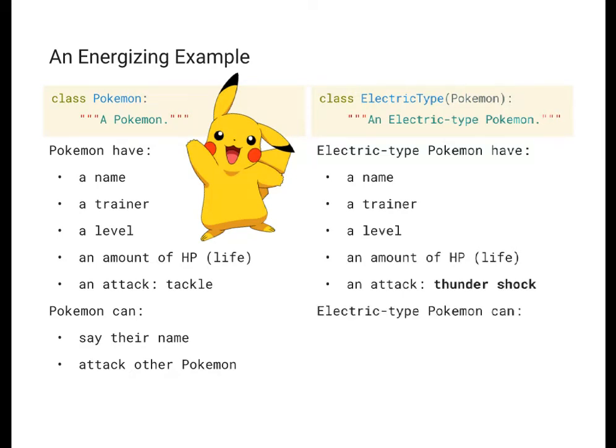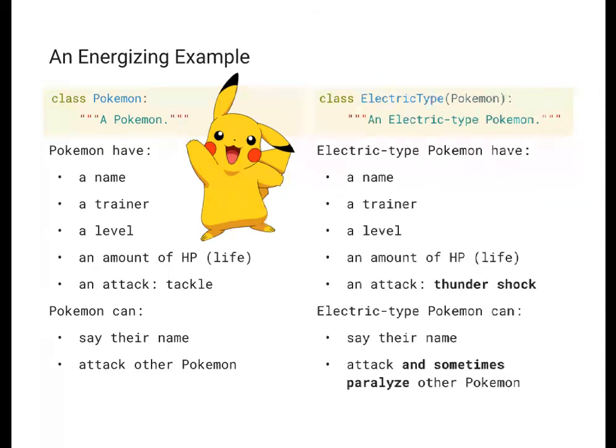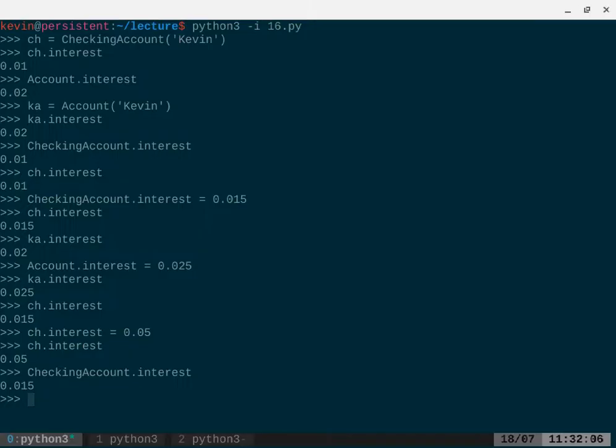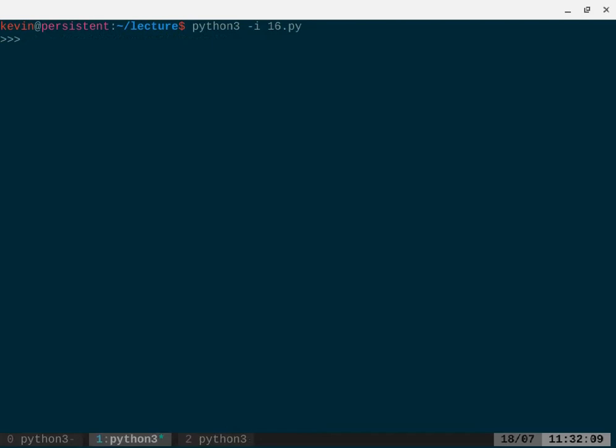And what electric type Pokemon can do is that they can also say their name, so they also have somewhat similar behavior, but their attack is a little special because it can sometimes paralyze other Pokemon. So if this is our intended behavior, if we want to define two classes that can do all of that, well, let's take a look at it. I'm going to show you what our expected behavior should be.